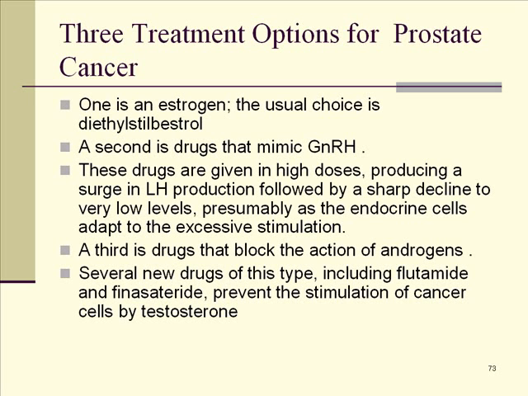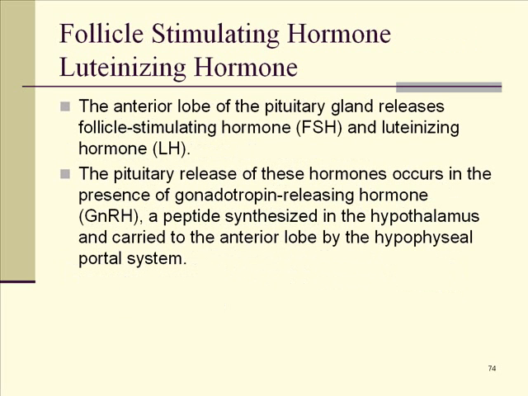It mimics gonadotropin-releasing hormone. These drugs are given in high doses and produce surges of luteinizing hormone. Again, we'll talk about all these hormones in just a little bit. Production is followed by a sharp decline to very low levels, presumably because the endocrine cells adapt to this stimulation. A third drug blocks the action of androgens, finasteride, which prevents the stimulation of cancer cells by testosterone as well.